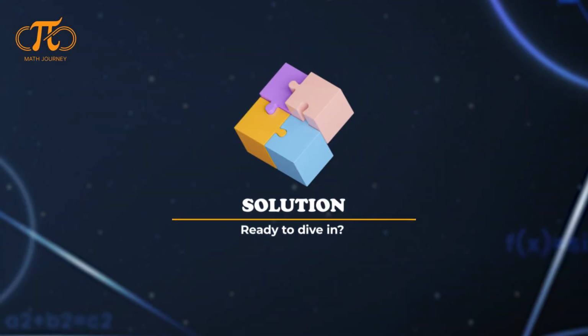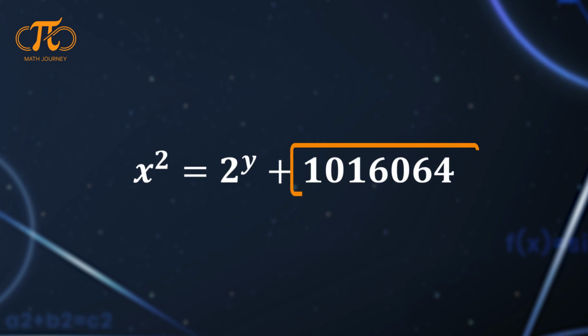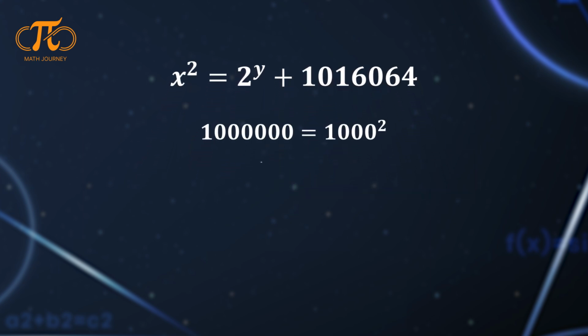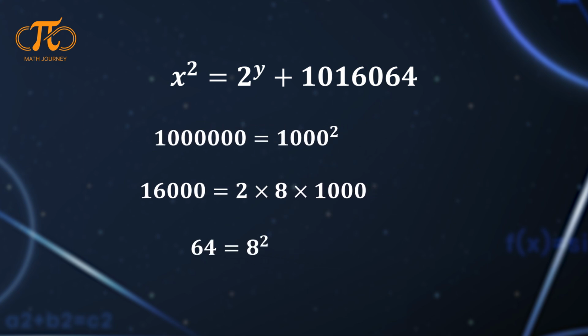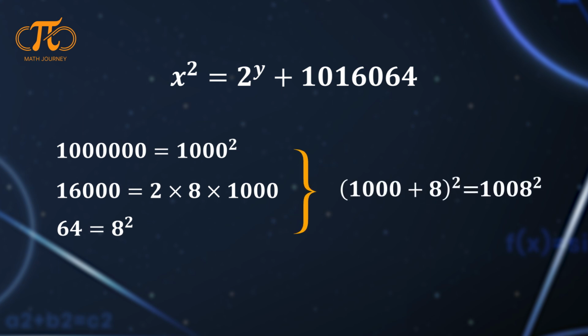Alright, let's start with the big number. 1,016,064. At first glance, it looks intimidating, but let's break it down. We know that 1 million equals 1,000 squared. 16,000 can be written as 2 multiplied by 8 multiplied by 1,000. And 64 is 8 squared. Now, when we put it all together, we can see that 1,000 plus 8 squared equals 1,008 squared.